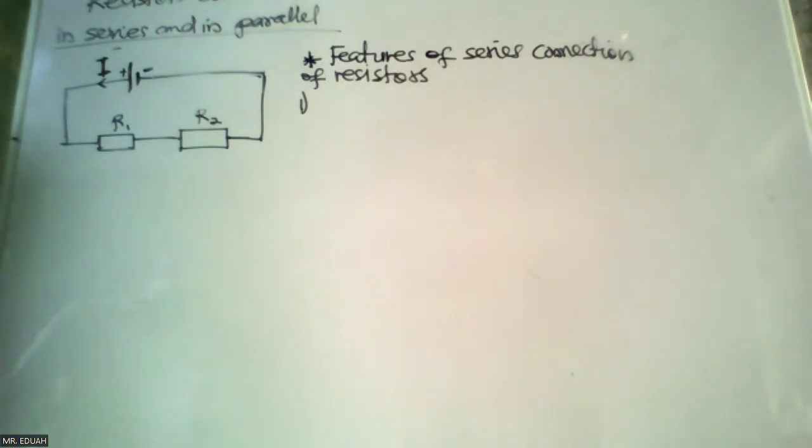All right. The same thing can flow through. The same what? The same amount of current flows through each resistor. The total current in the circuit is the same for each. Okay. All right.